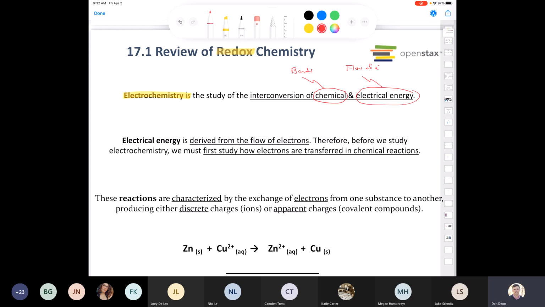The bottom bullet point says the reactions are characterized by the exchange of electrons from one substance to another, which produce discrete charges like an ion. If you have a sodium ion, it's pretty obvious what the charge is on that. It's got a +1 charge, or apparent charges. We're going to spend some time looking at apparent charges, and that's what we did last class when we were looking at oxidation numbers.